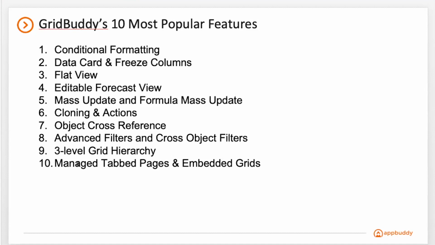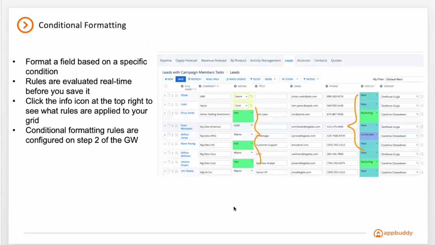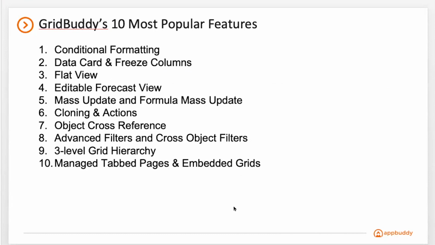And then last, manage tab pages. This allows you to create a tabbed workspace where you have multiple tabs. Each tab is a unique grid so that you can give your team a tab and they have everything they need in one view without having to click around or use a drop-down menu. You can also embed grids onto record detail pages, you know, for that same experience of having everything you need in one place. With that, the demo. Let me jump over to our tool.